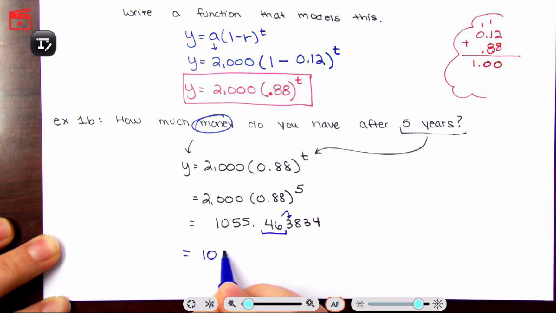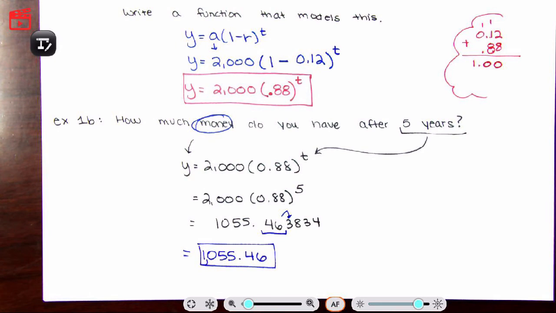So you have $1,055.46, meaning if you are given $2,000 with a decrease of 12% each year, you will have $1,055.46 left over after 5 years.